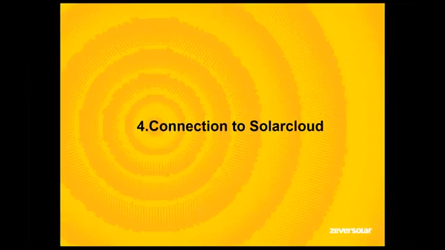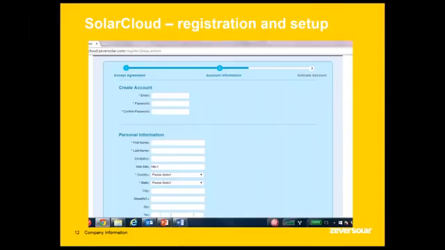Connection to Solar Cloud. As you can see here, this is the Solar Cloud registration page. It's suggested that you create an account prior to connecting the ZeverCom to the Wi-Fi. The email address that you fill in here will become the username for the Solar Cloud account. So if you're looking to have the information shared over multiple accounts, you'll need to create, obviously, multiple accounts.